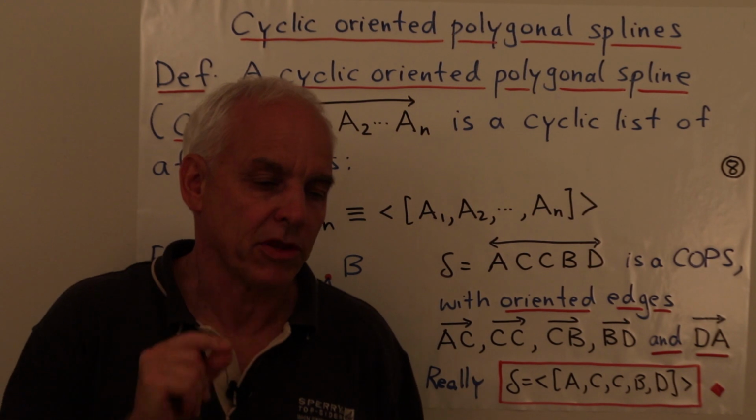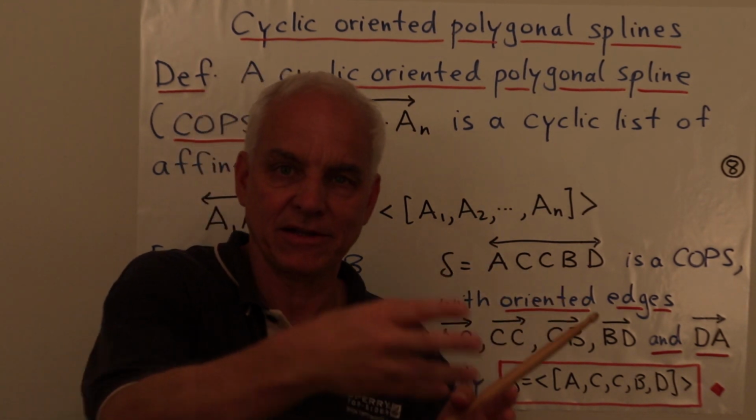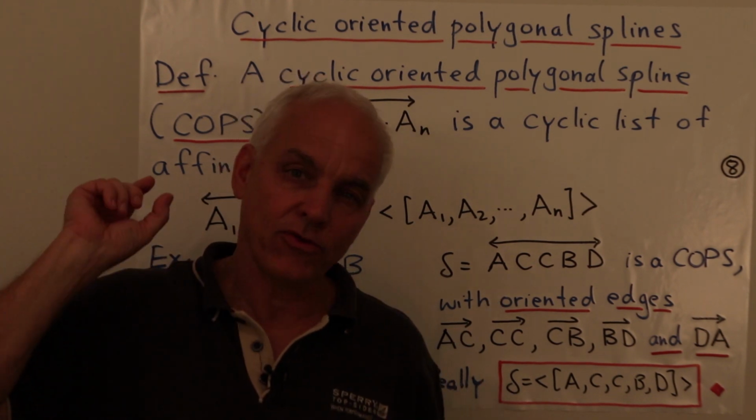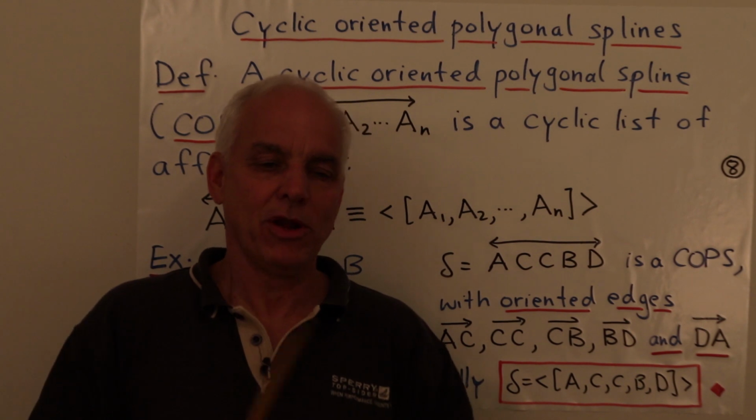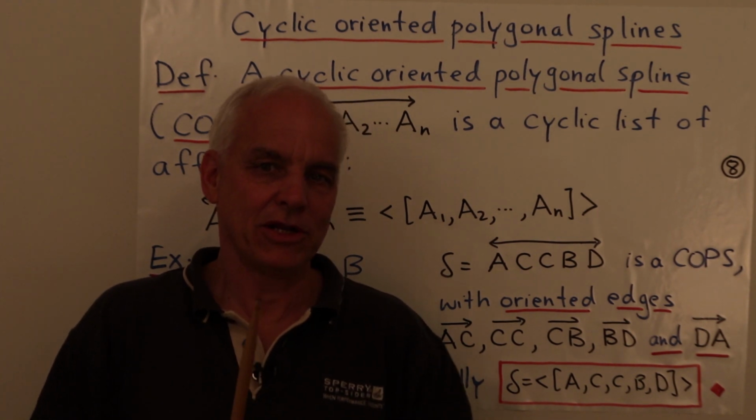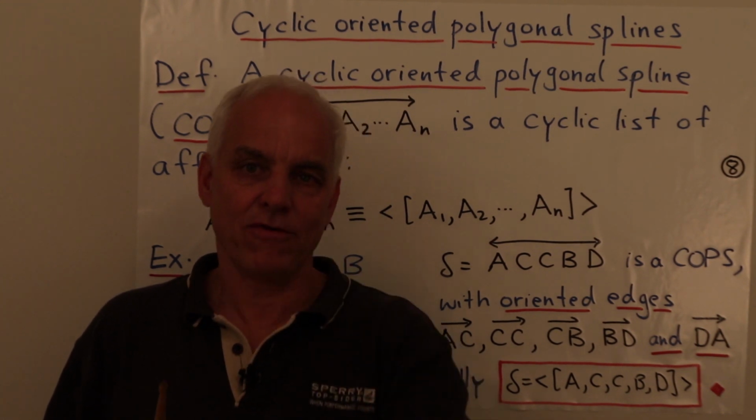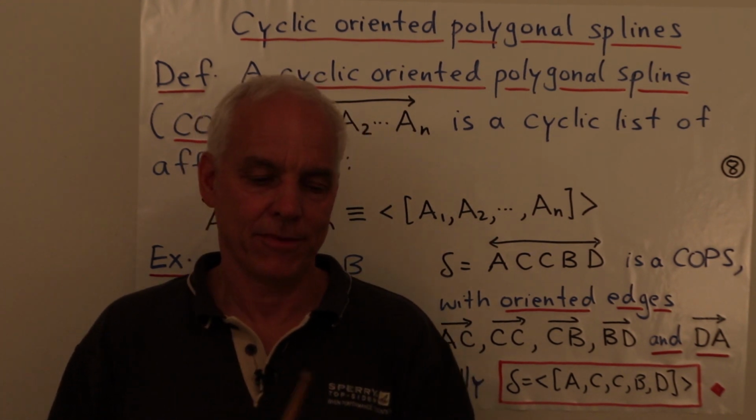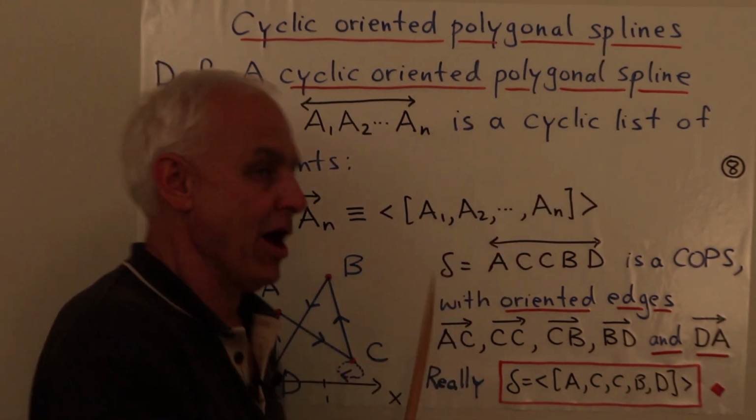Okay, but you remember at the beginning of the lecture, we started off by expanding our 4 basic types of data structures to also include cyclic lists and cyclic osets. So we want to do that here as well. We want to consider cyclic versions of splines. Okay, that's what we're doing now. We're talking about cyclic oriented polygonal splines.